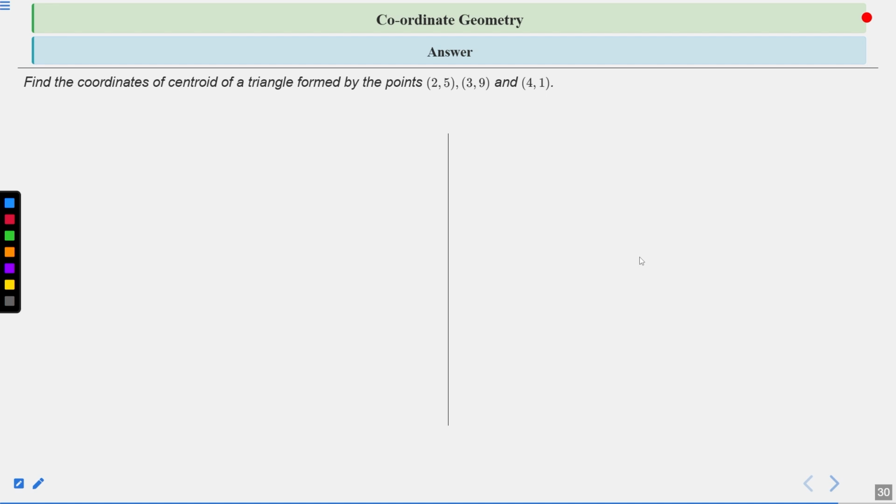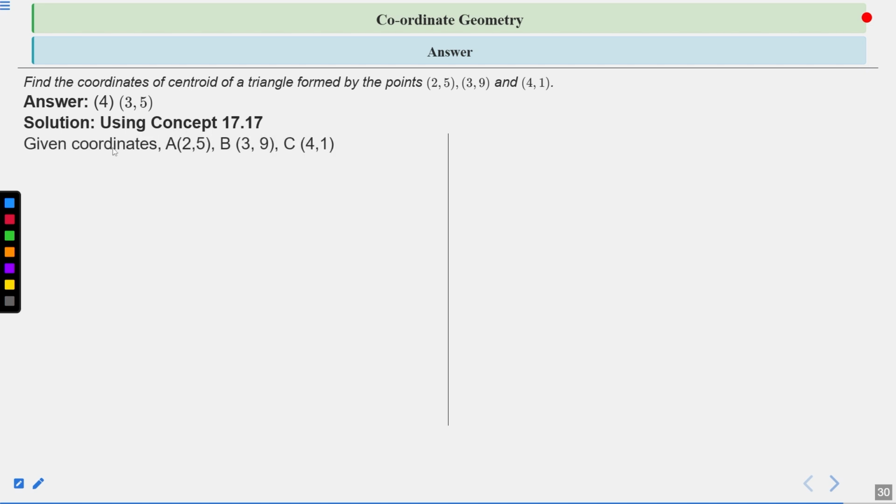So the coordinates of the triangle are given, which are 2, 5, 3, 9 and 4, 1. We need to calculate the centroid. Just apply the formula for the centroid of a triangle and we can calculate it. So the correct answer of this question is the fourth one, which is 3, 5. Now see the detailed solution using concept 17.17 in this question. Given coordinates: A is 2, 5, B is 3, 9 and C is 4, 1. We can let them be anything. Now we let them be, as in this diagram, x1, y1 for A, x2, y2 for B and x3, y3 for C.